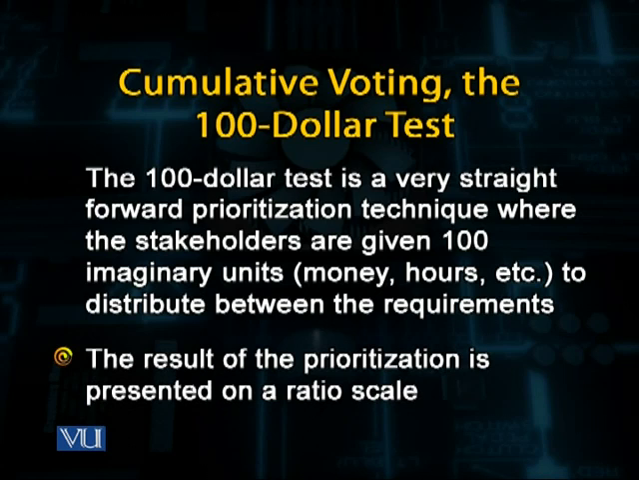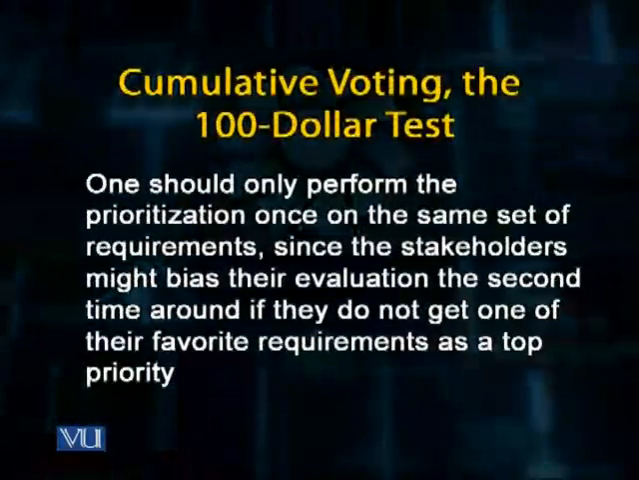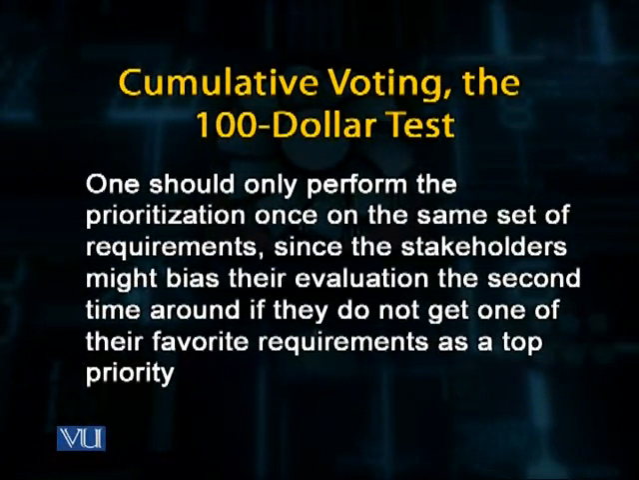اور ratio scale کے اوپر ابھی ہم تھوڑی دیر پہلے بات کر کے آئے ہیں۔ تو جو اسٹیک ہولڈرز ہیں وہ ہر ریکوائرمنٹ کو یہ امیجنری جو ڈالرز ہیں یہ اسائن کر دیتے ہیں اور کلیکٹیولی تمام اسٹیک ہولڈرز سے ہر ریکوائرمنٹ کے اوپر، جس ریکوائرمنٹ کو زیادہ ڈالرز اسائن ہوں گے وہ آٹومیٹکلی ایک پرائیورٹی بن جاتی ہے۔ One should only perform the prioritization once using this approach on the same set of requirements.